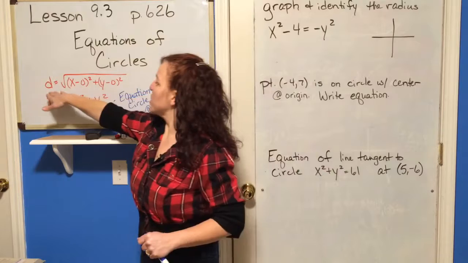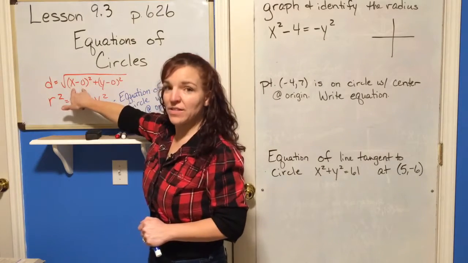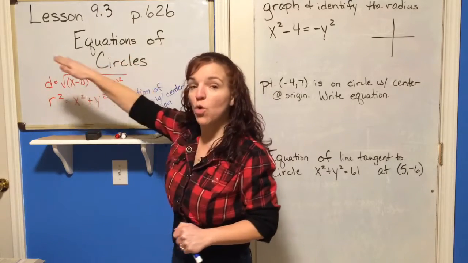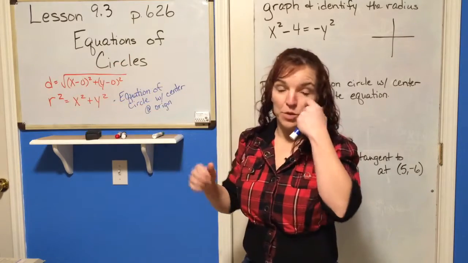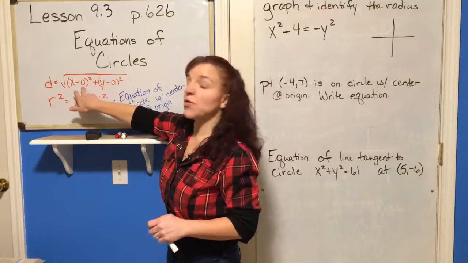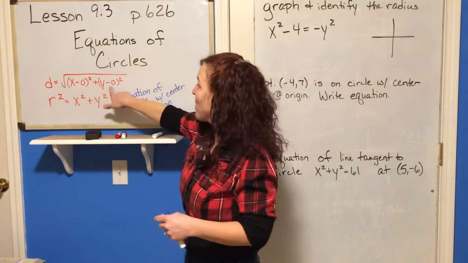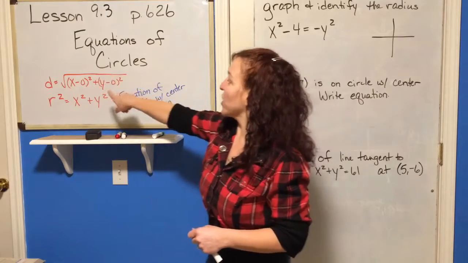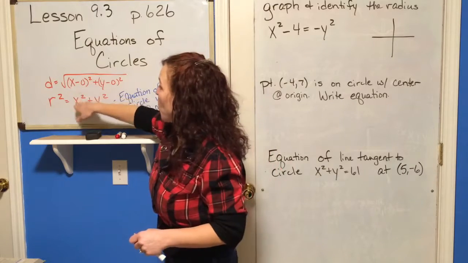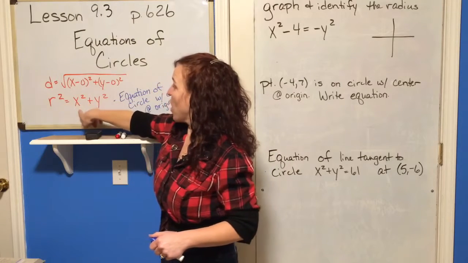If you'll remember, the distance formula says that the difference between two x's squared plus the difference between two y's squared, if you take the whole square root of that, that is the distance between those two points. Now, if you're taking the distance from the origin, then you just take x minus 0 and y minus 0, and you're going to end up with just x squared plus y squared. If you square both sides, you get rid of the square root symbol, so distance squared equals x squared plus y squared.